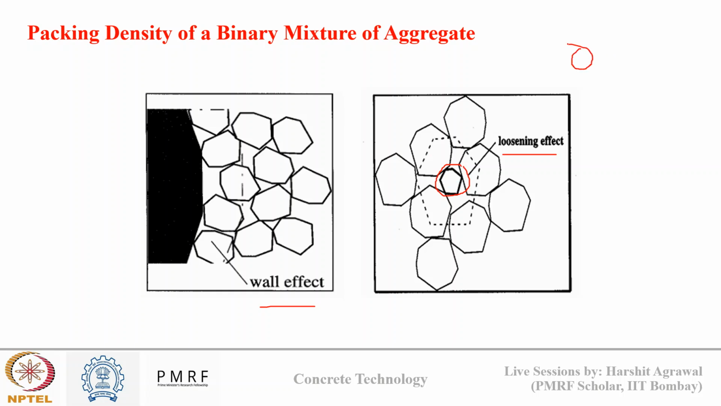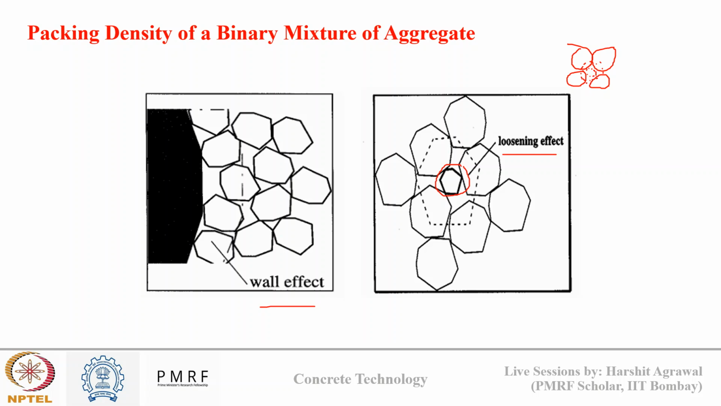Suppose I have large particles like this, and I need finer aggregates which can fill the gap in between. It should be this fine, it should have a size of this much only. But suppose my fine aggregate is of this size. So what will happen? It is too big to fit into the void between the large particles. So instead of filling the gap, what will happen?